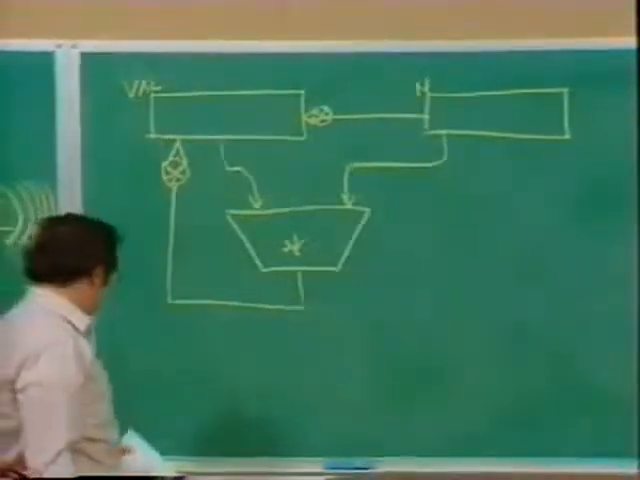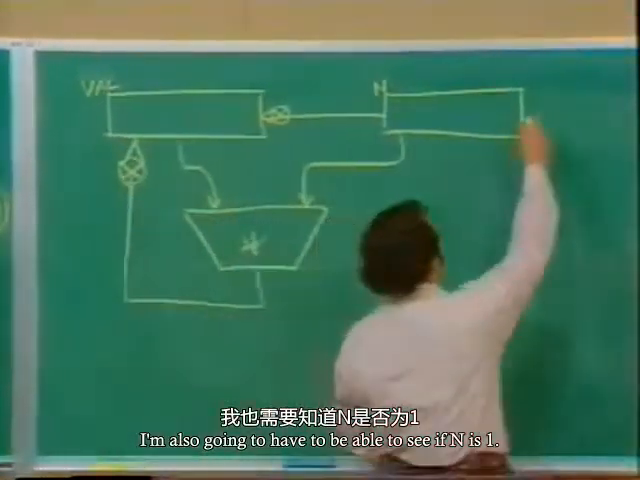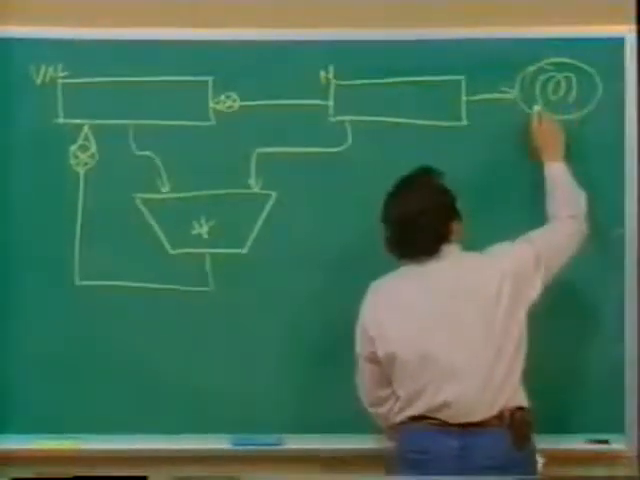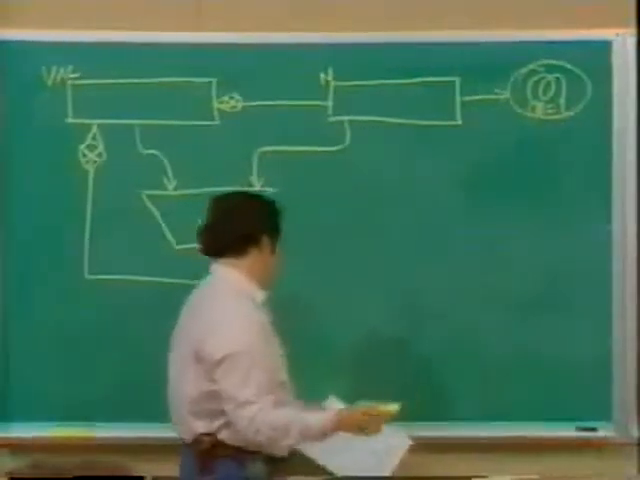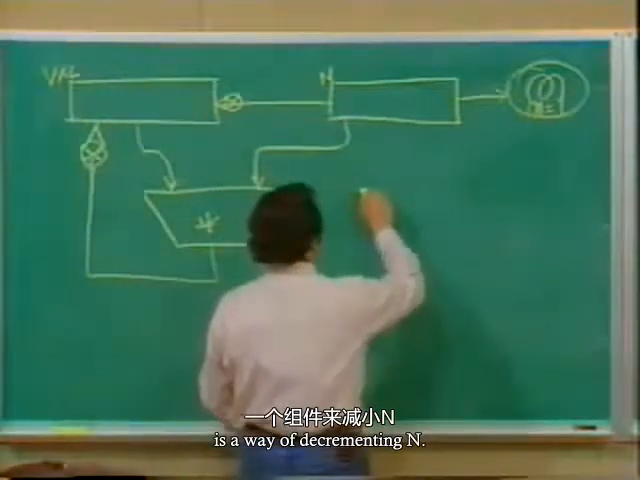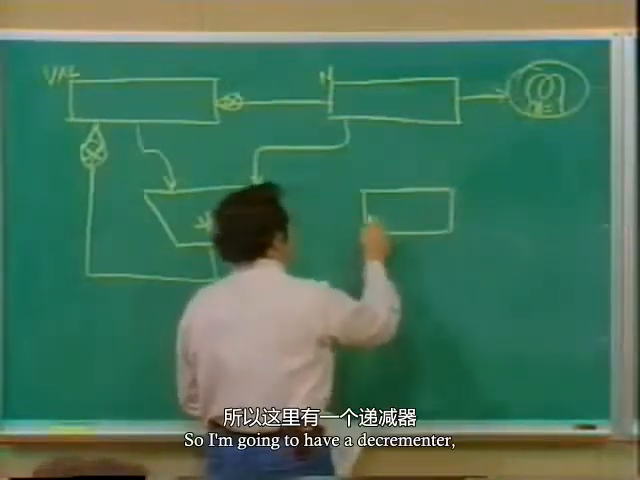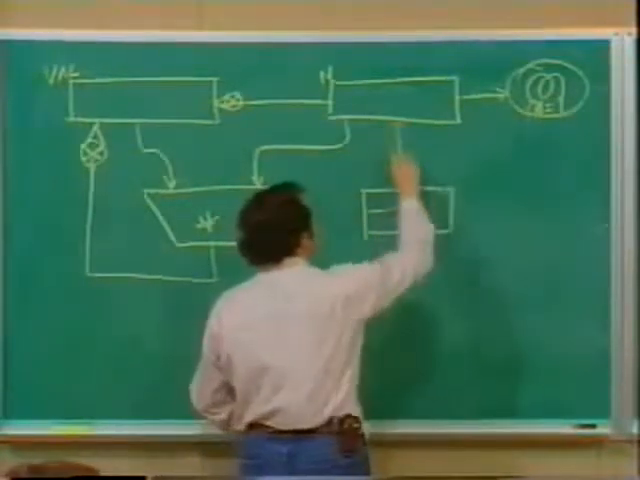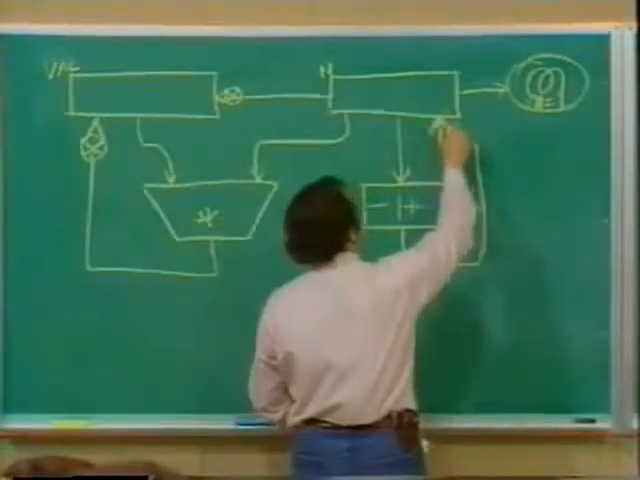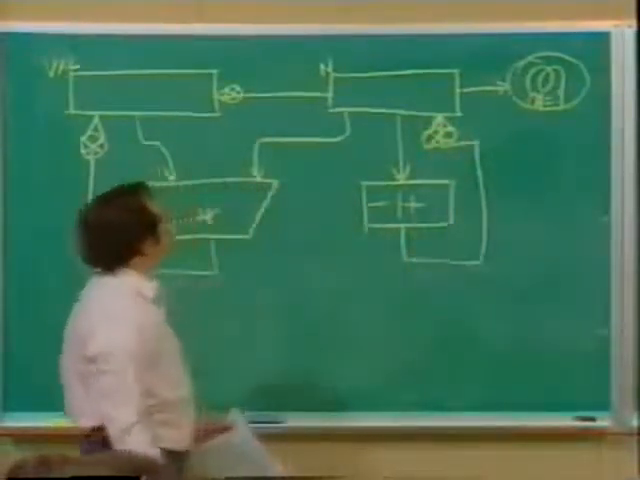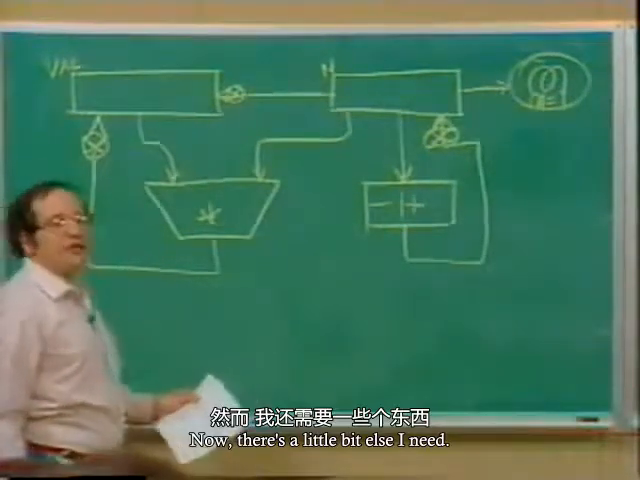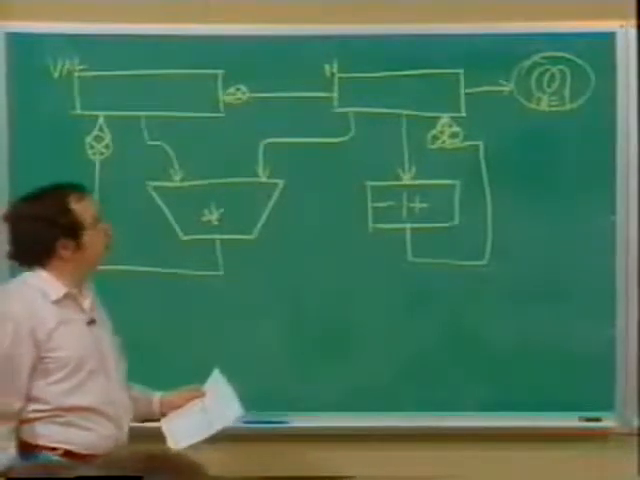like that. I'm also going to have to be able to see if n is 1. So I need a light bulb. And I suppose the other thing I'm going to need is a way of decrementing n. So I'm going to have a decrementer, which takes n and is going to put back the result into n. That's pretty much what I need in my machine. Now, there's a little bit else I need. It's a little bit more complicated.